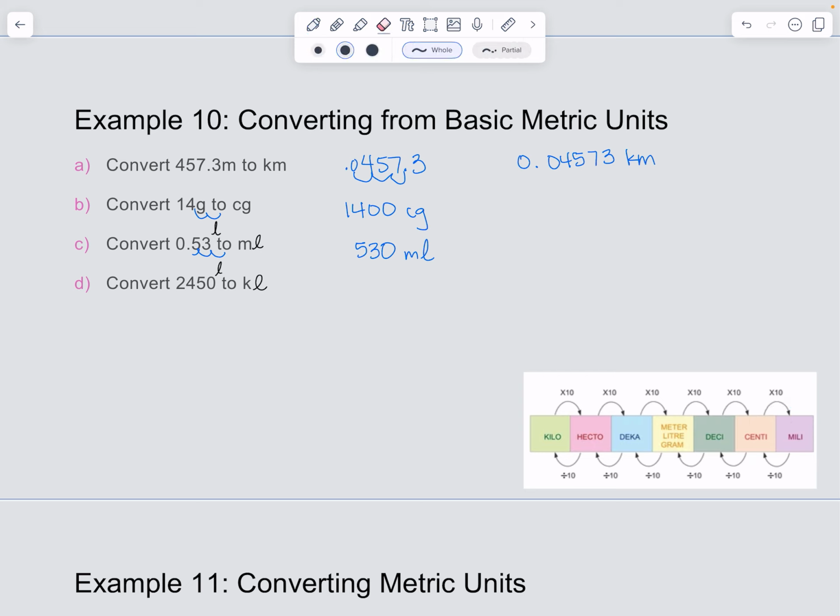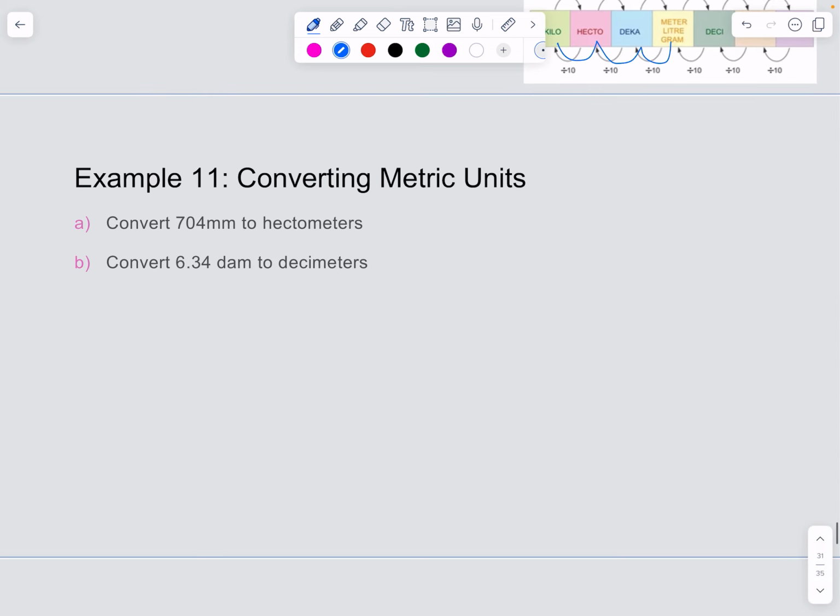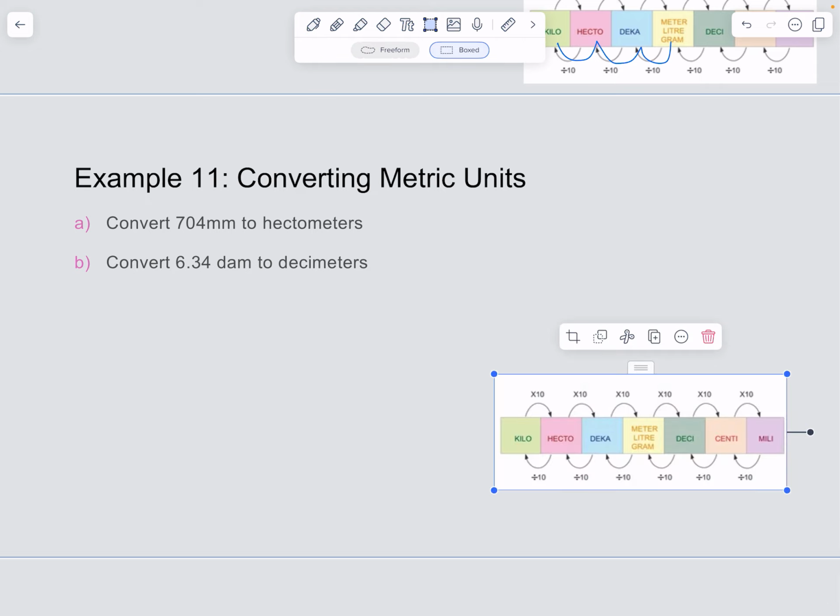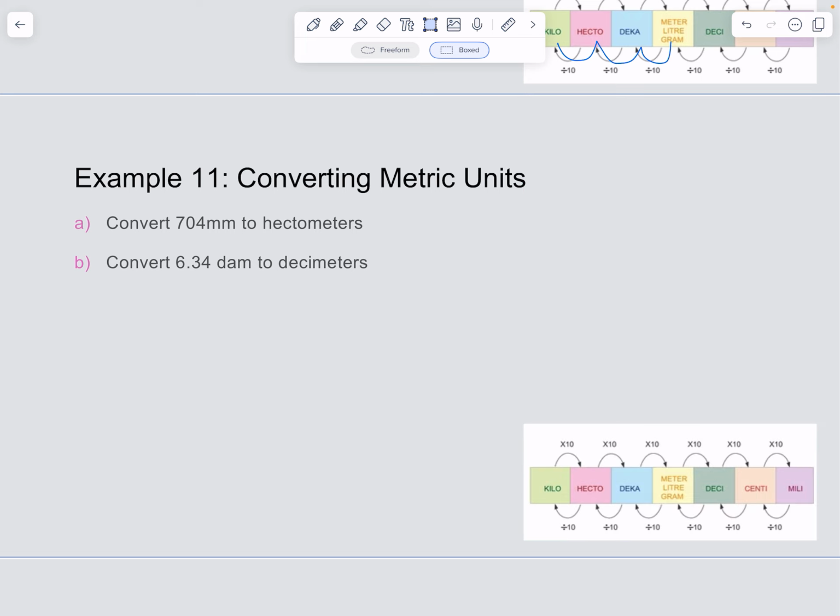And then liters to kiloliters. 1, 2, 3. So decimals at the end. If you don't see it, the decimal's at the end. 1, 2, 3. 2.45 kiloliters. Okay, converting metric units. Let's see if it will. Here we go. I'll just keep that guy with us.